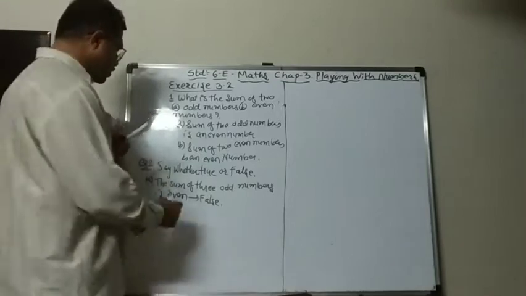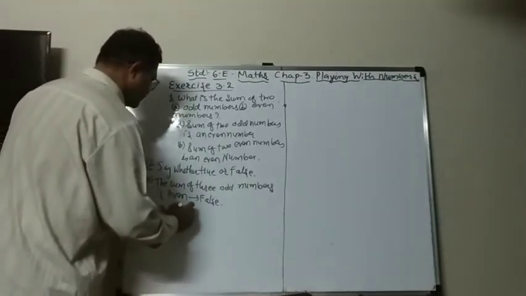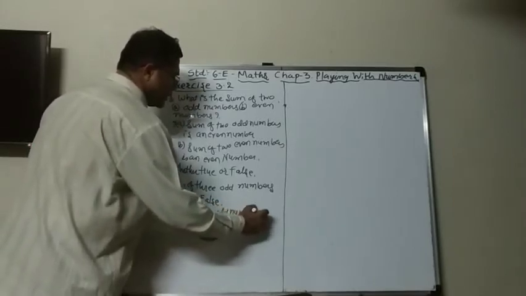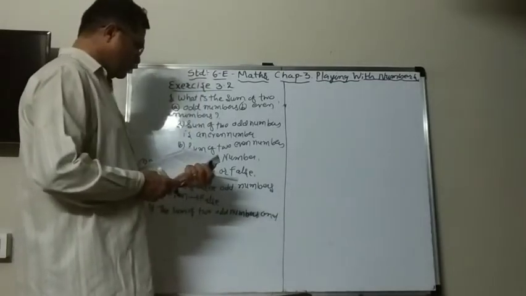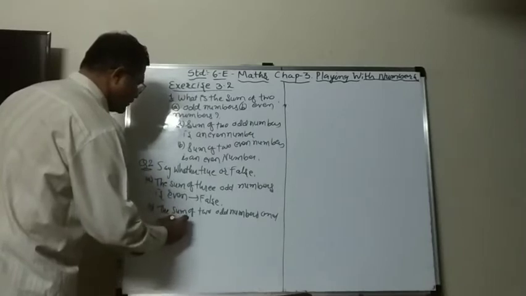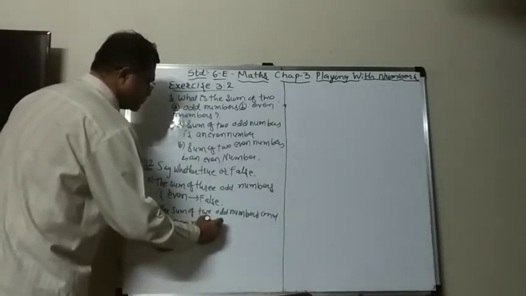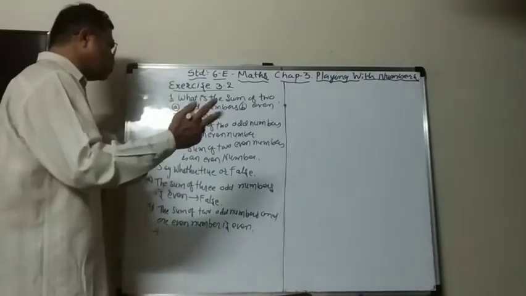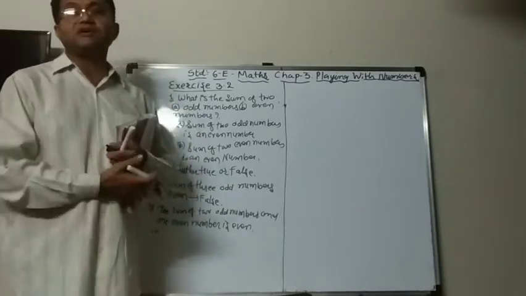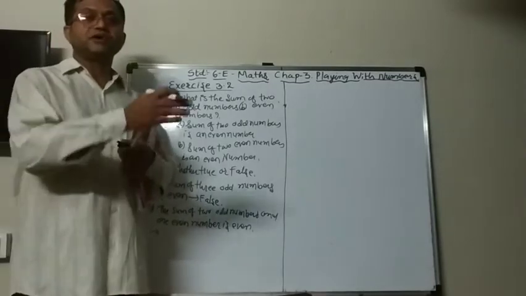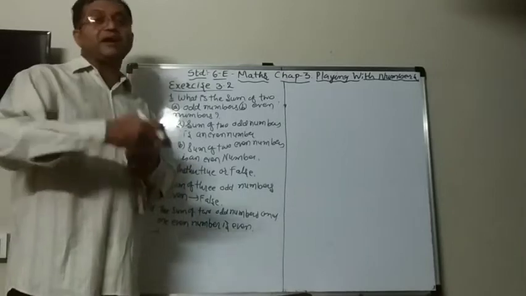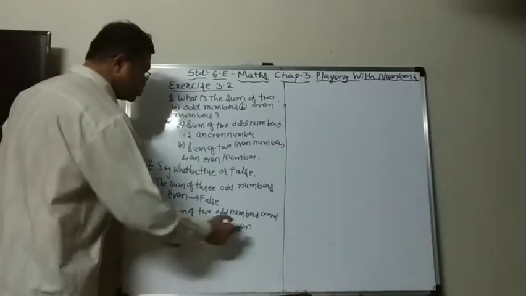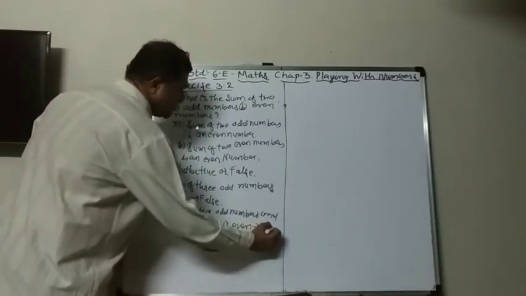Second, the sum of two odd numbers and one even number is even. Now, if you take two odd numbers, obviously the answer will be an even number. 3 plus 5, 8. An even number plus an even number is always an even number. Therefore, that statement is true.